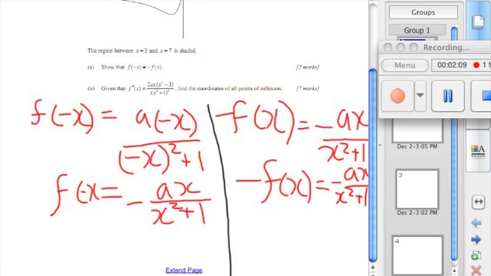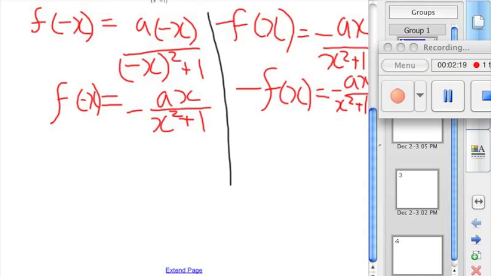So if we look at both sides, we know that negative ax over x squared plus 1 is the same for both f of negative x and negative f of x. So we can then therefore say that f of negative x equals negative f of x.